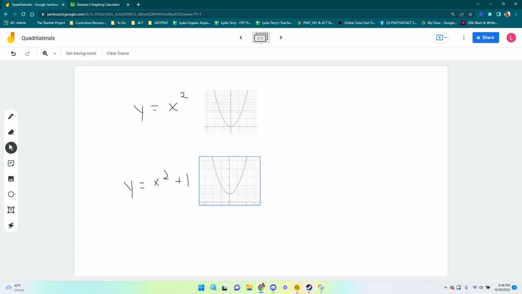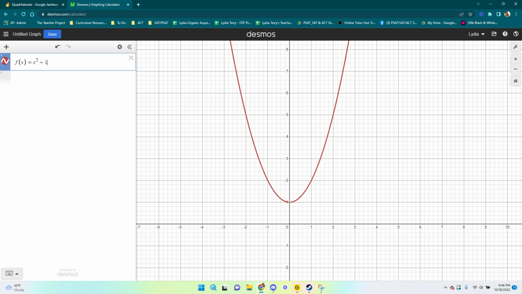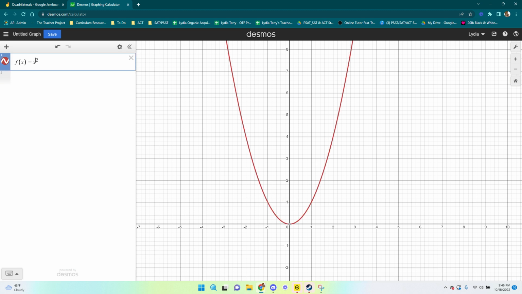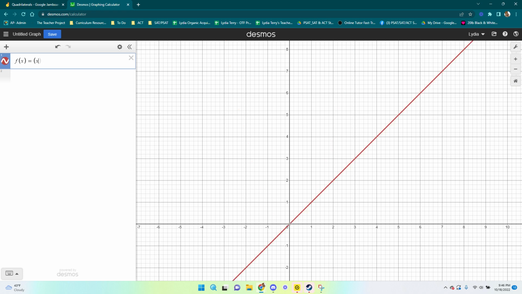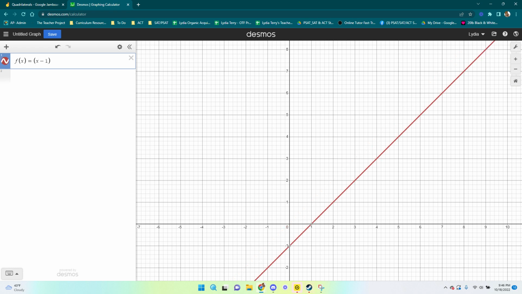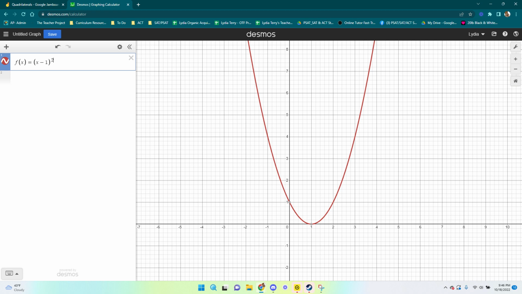Cool. If I want to move this parabola to the right, am I going to do x plus 1 or x minus 1? What am I going to do? I'm going to do x minus 1. And you want to kind of think about why that is.